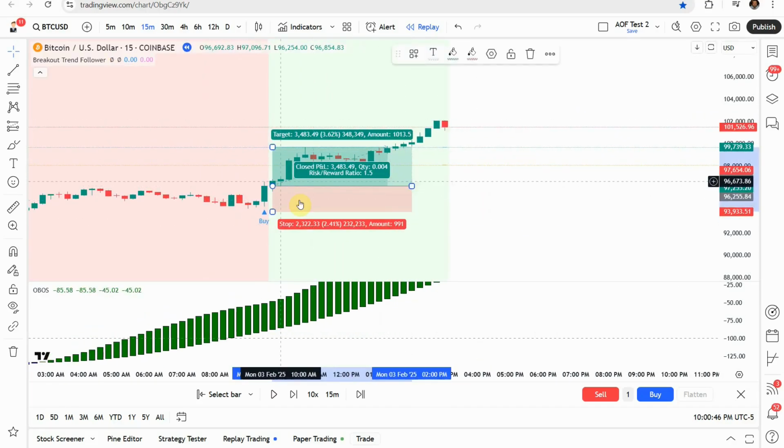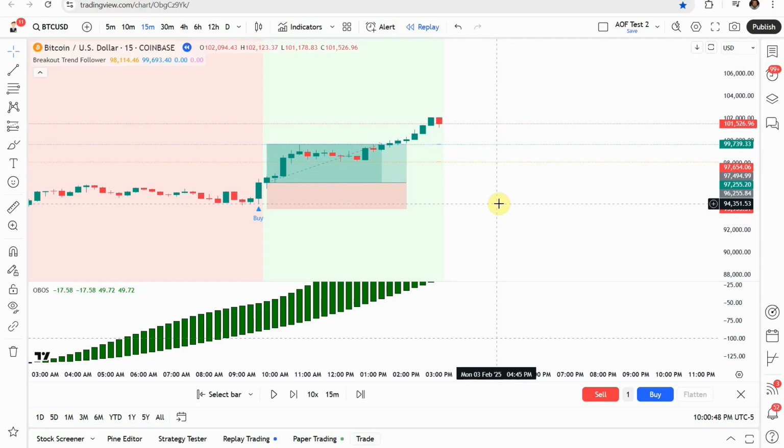And a nice steady climb to the upside, getting us to our take profit once again. Alright, so that puts us at the end of the testing right there.